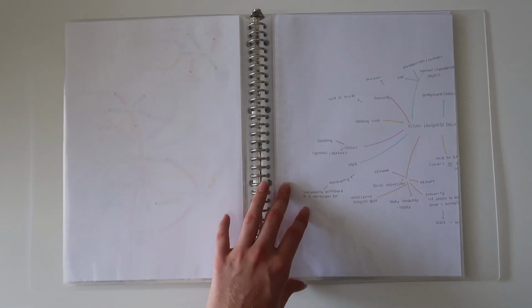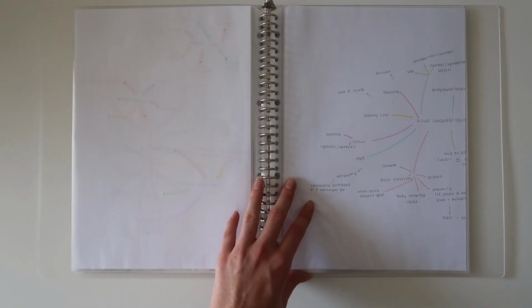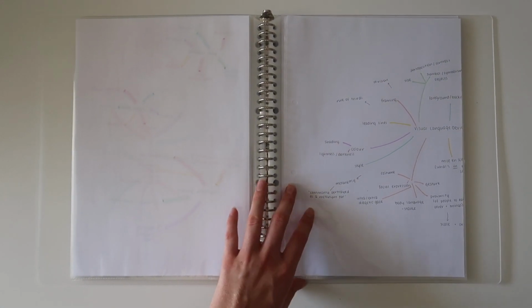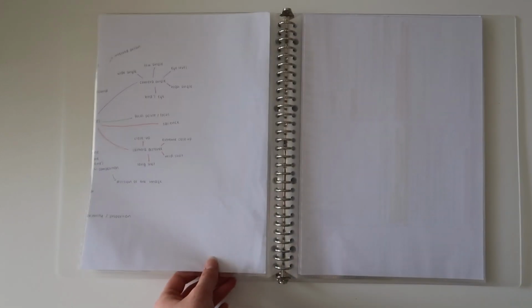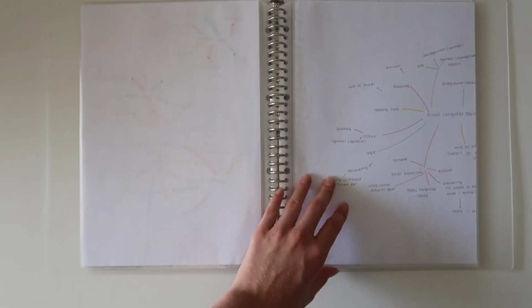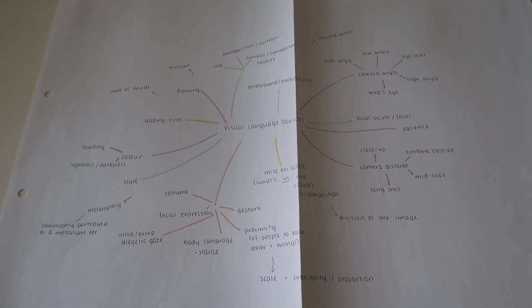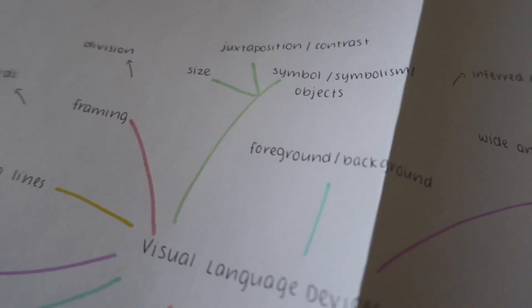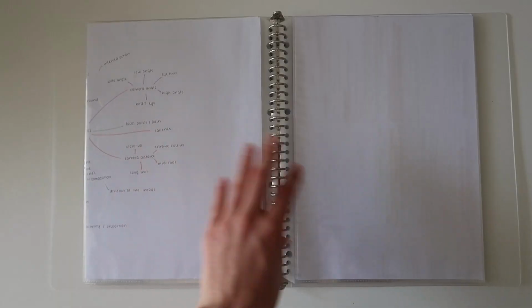Okay, so then here, this is an A3 thing that we had to do in class one time. It's a very similar mind map on visual language devices. We did that in class, and I just stuck it in here because it needs to be part of my notes. It's exactly the same as the other ones, all the different visual language devices you could possibly use to describe an image.